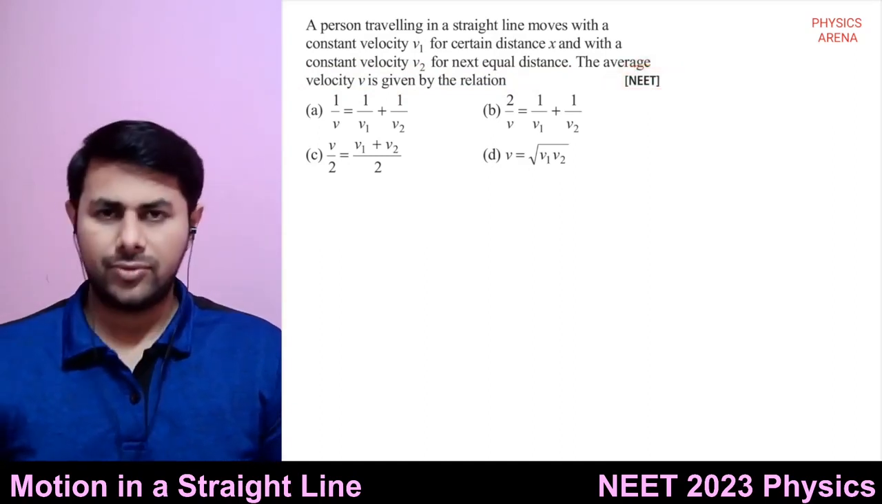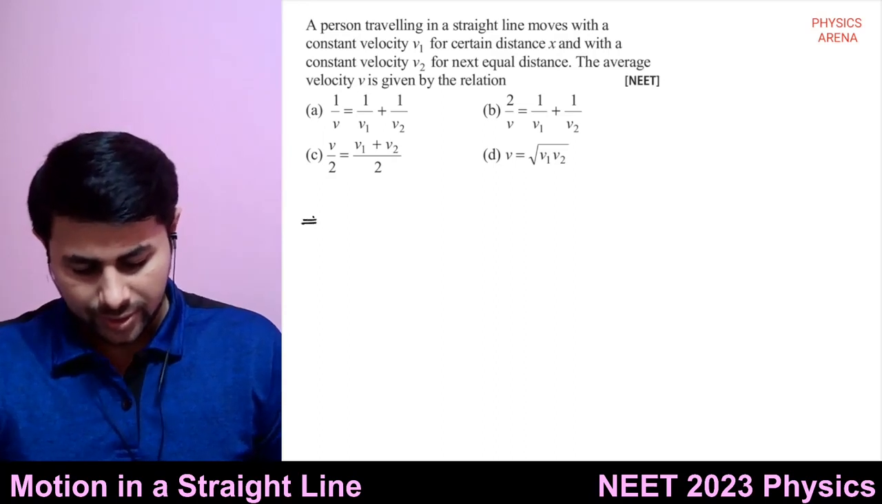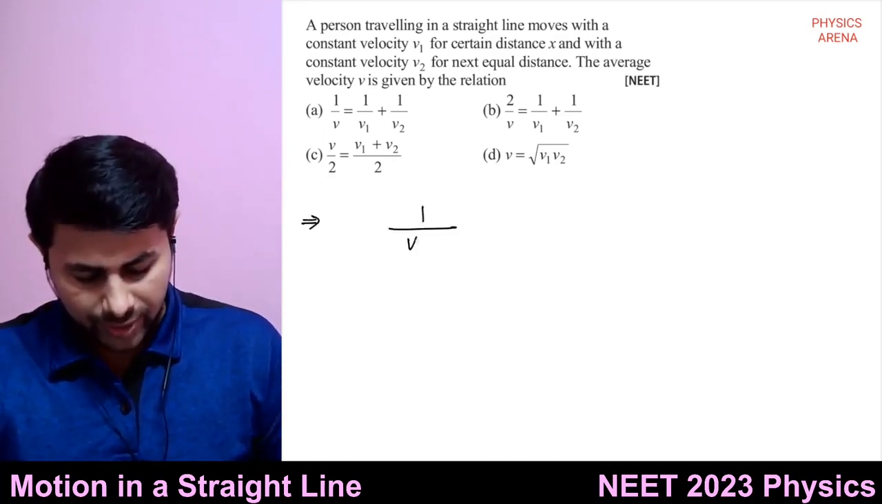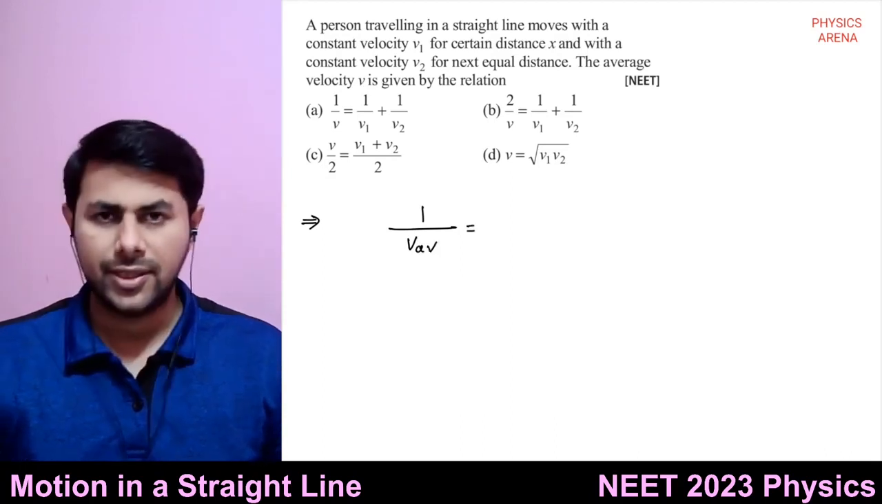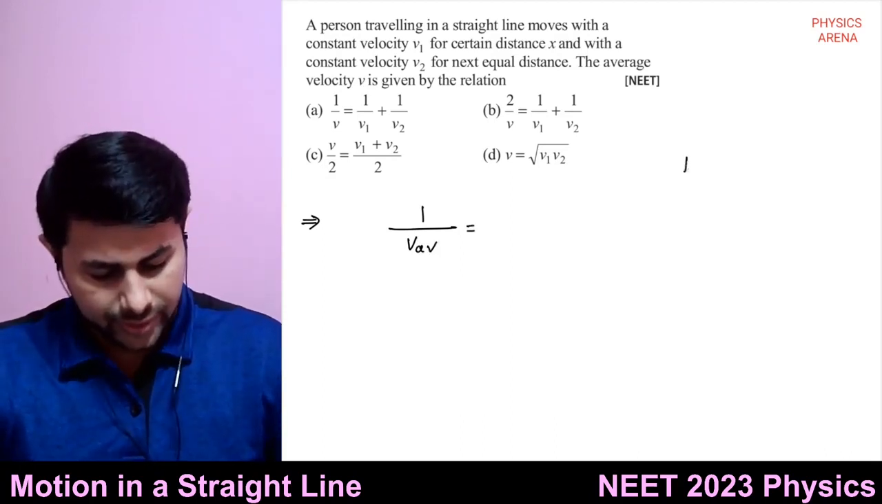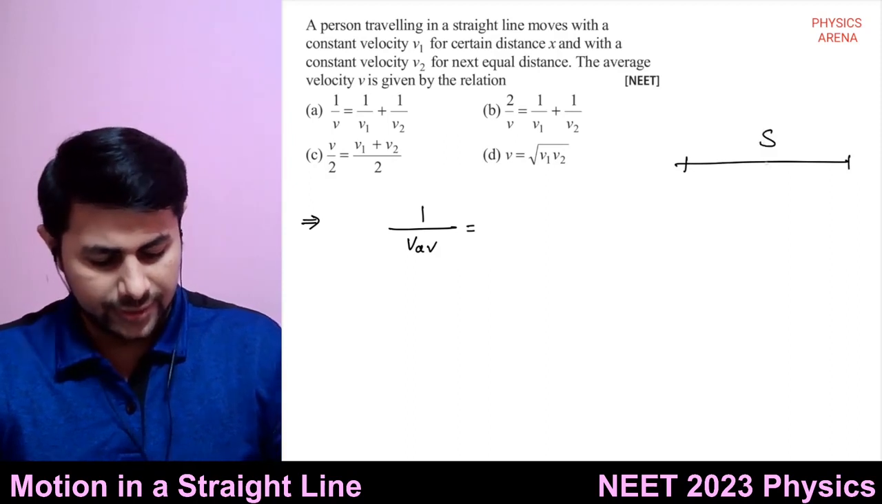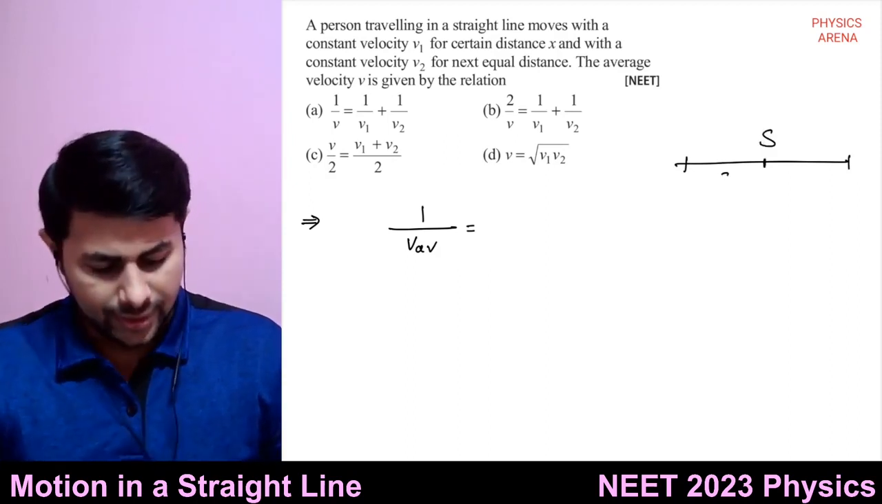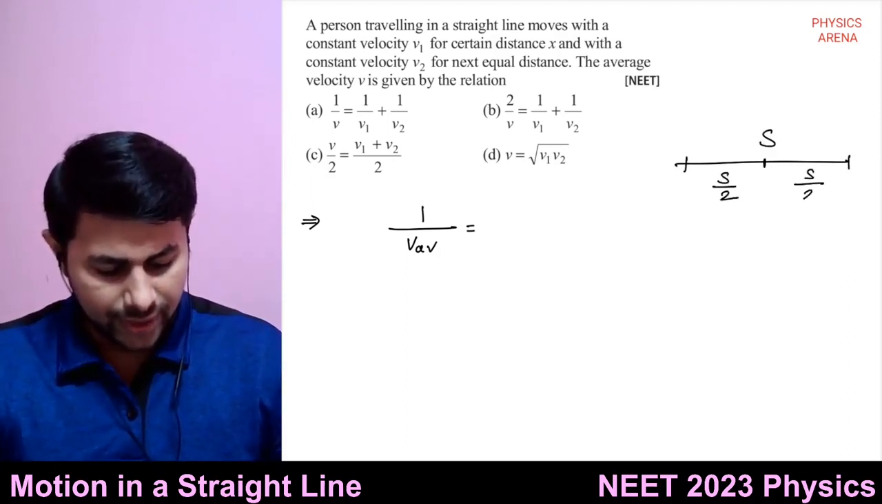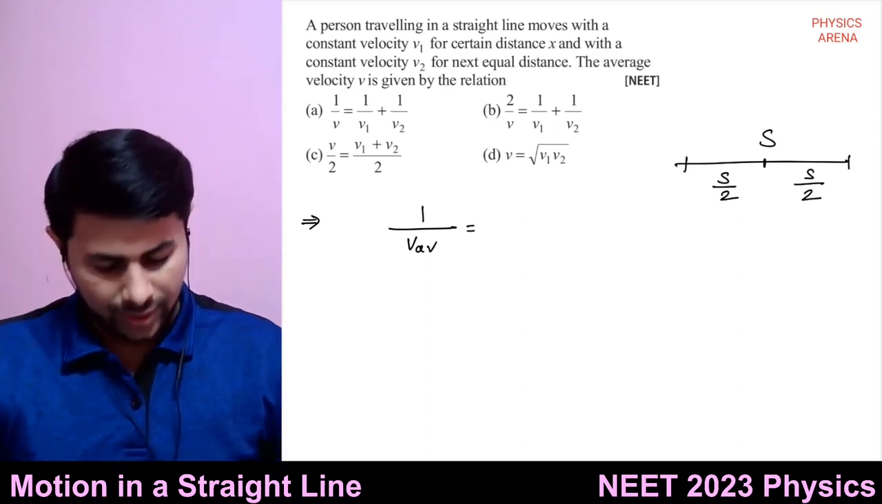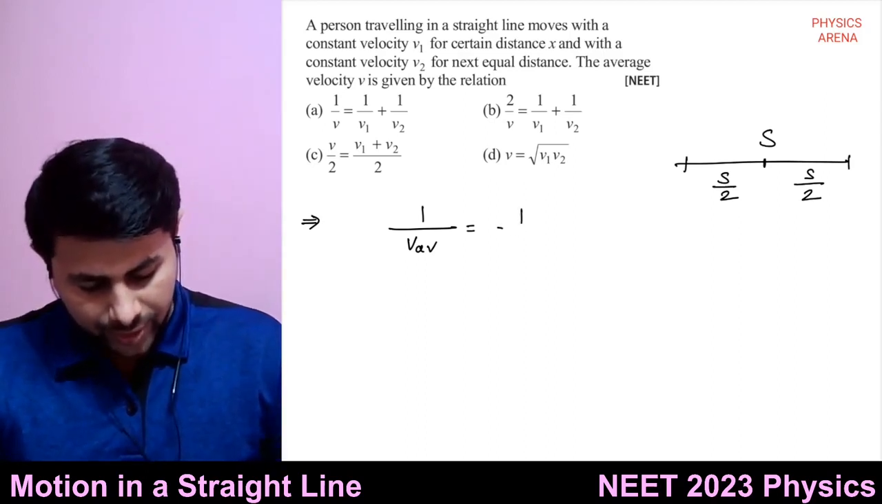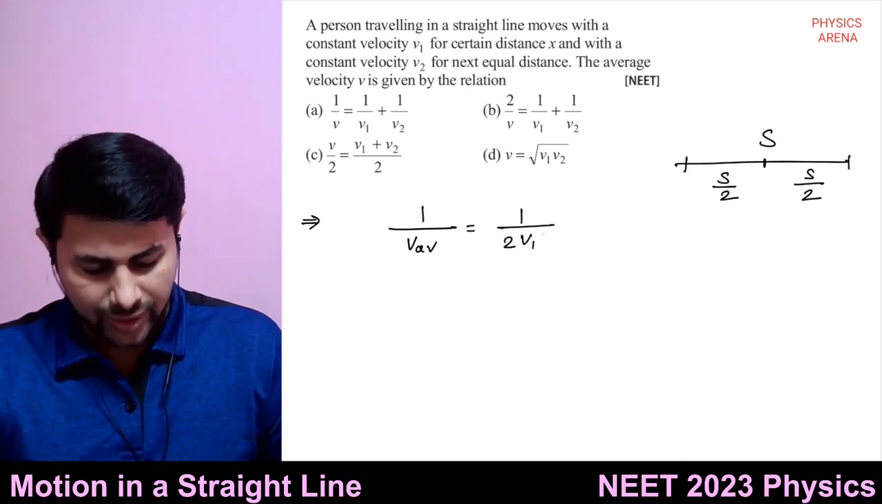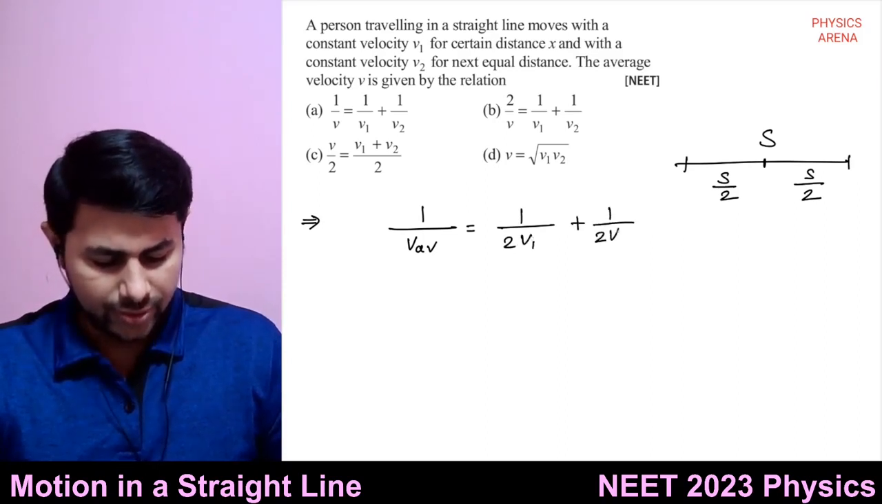So now we know that formula. So what is the formula? 1 upon average velocity is equal to, so now the total distance is s, it is divided in two parts, s by 2 and s by 2, right? So it's equal to 1 upon 2v1 plus 1 upon 2v2.